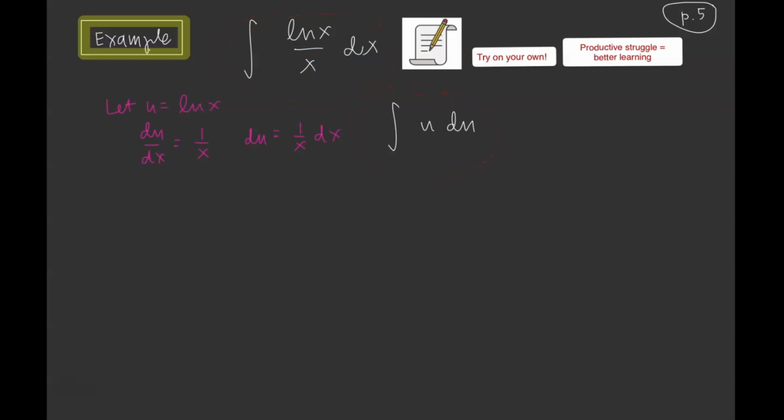And so the answer to that is just u squared over 2 plus a constant. And I go back to my original variables and the original function. And that is natural log of x squared times 1/2 plus a constant. And that is the solution to this integral.